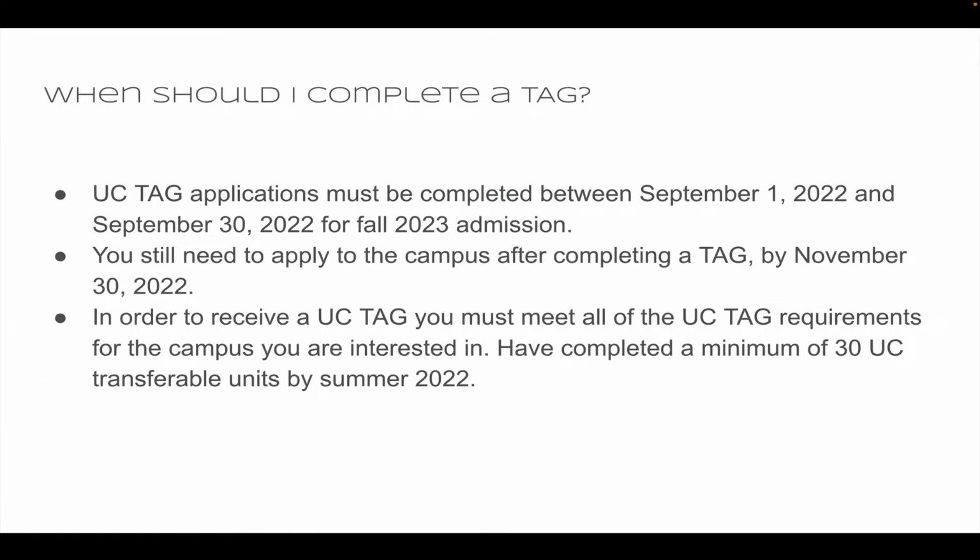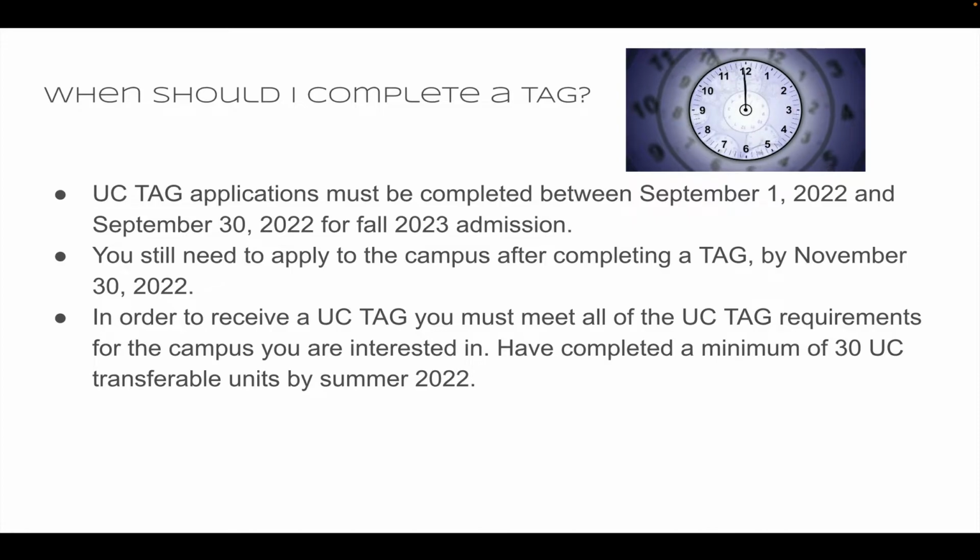Let's talk about the timeline. The UC TAG application must be completed between September 1st, 2022 and September 30th, 2022 for Fall 2023 admission. You still need to apply to the campus after completing a TAG by November 2022. In order to receive a UC TAG, you must meet all of the UC TAG requirements for the campus you are interested in, and have completed a minimum of 30 UC transferable units by summer 2022.